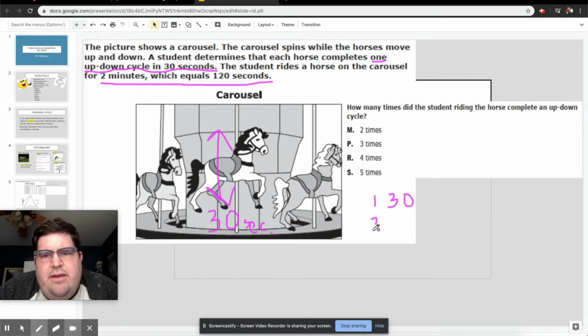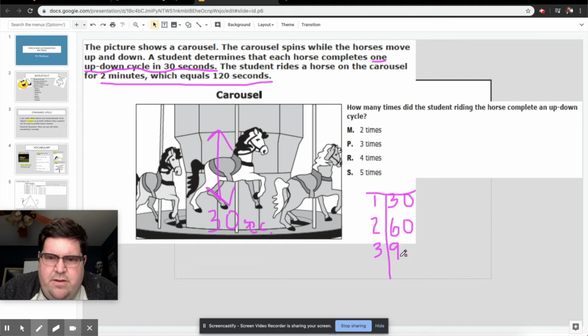2 times. Again, we're kind of making a little T-chart here. 2 times would take how long? Good, 60 seconds. We're just multiplying 30 by 2. 3 times would take how long? Good, 90 seconds, good. And let's go to 4. 4 times is what? 120 seconds. Okay.